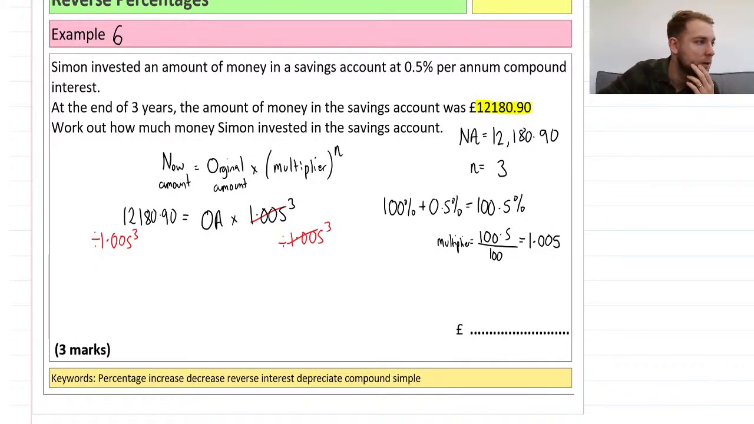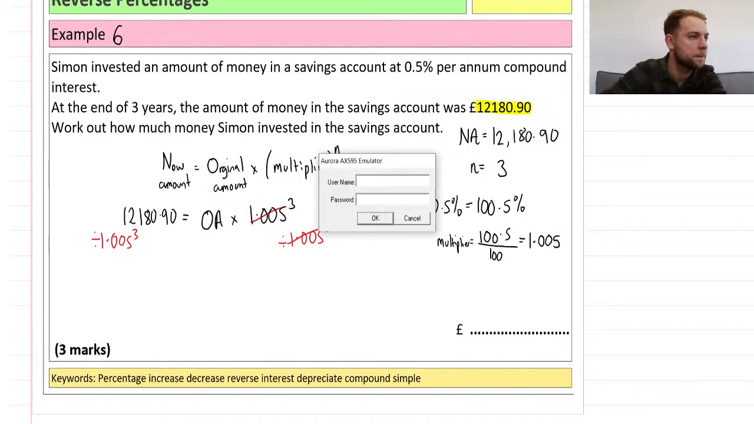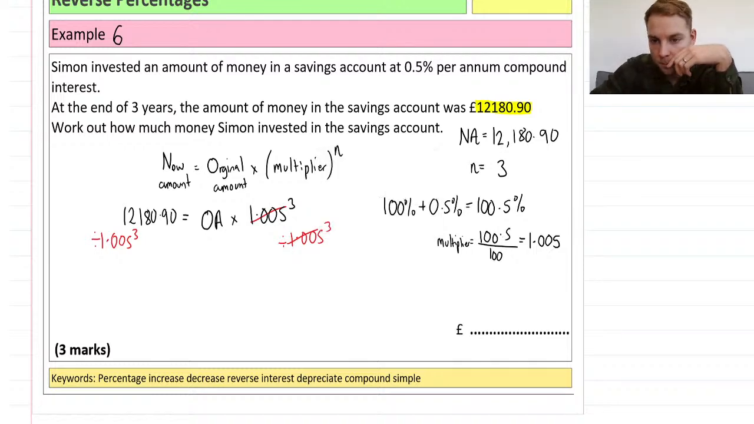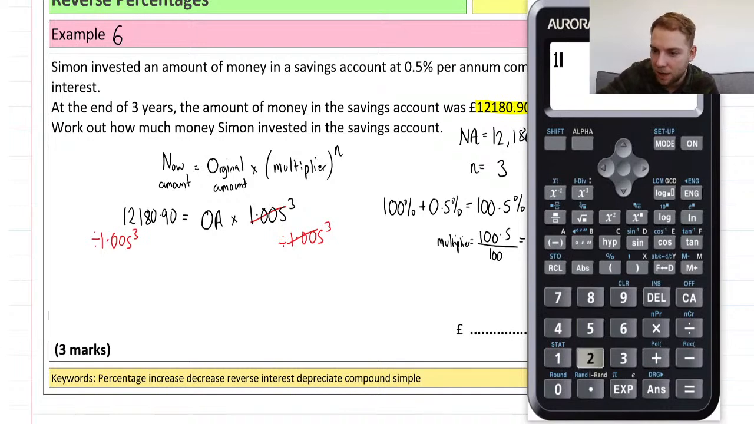Get my calculator up. There we go. So I need to do £12,180.90 divided by 1.005 to the power of 3.